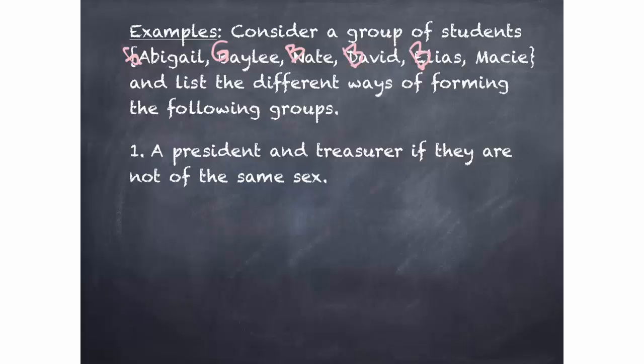And then Macy, that's a girl. All right, so if you take a look, the first thing is it says a president and a treasurer if they're not of the same sex. So what we're going to do is pick the first person in the list, which would be Abigail, and we're going to let her be the president.